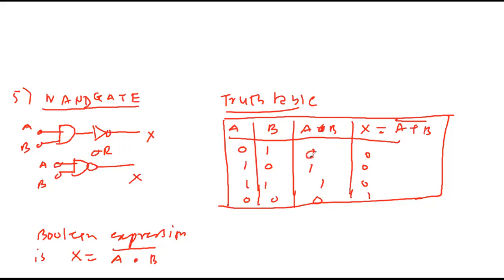So 0, 1, 0, 0, 1, 0. Output will be the complement of the dot. So you will get here 1, 1, 0, 1. Right. Draw the diagram, Boolean expression, truth table.